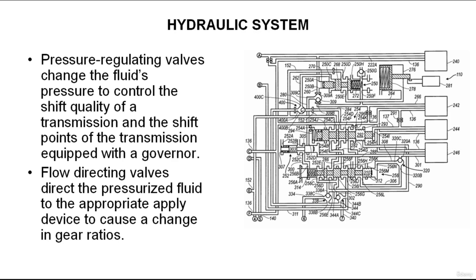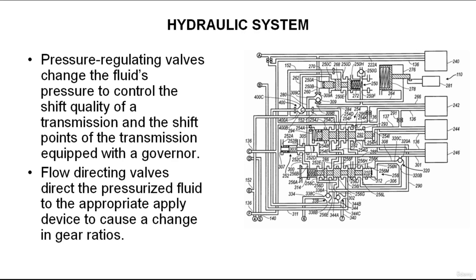The transmission's pump is the source of all fluid flow in the hydraulic system. It provides a constant supply of fluid under pressure to operate, lubricate, and cool the transmission. Pressure regulating valves change the fluid's pressure to control the shift quality of the transmission and the shift points of the transmission equipped with a governor. Flow directing valves direct the pressurized fluid to the appropriate apply device to cause a change in gear ratios. The hydraulic system also keeps the torque converter filled with fluid.